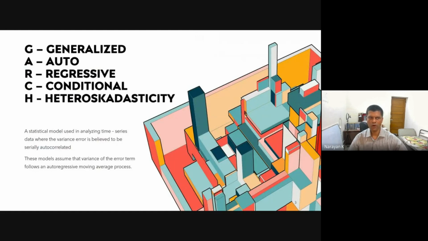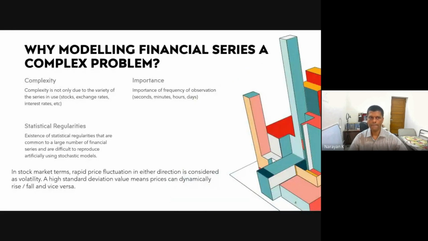So what is the GARCH model? GARCH is the generalized autoregressive conditional heteroscedasticity model. It is a statistical model used in analyzing time series data where the variance error is believed to be serially autocorrelated. These models assume that the variance of the error term follows an autoregressive moving average process.